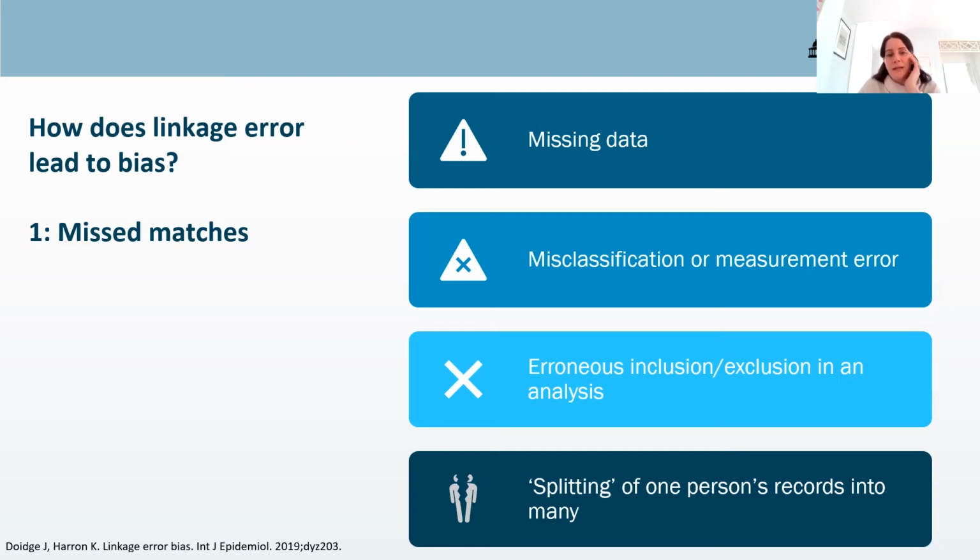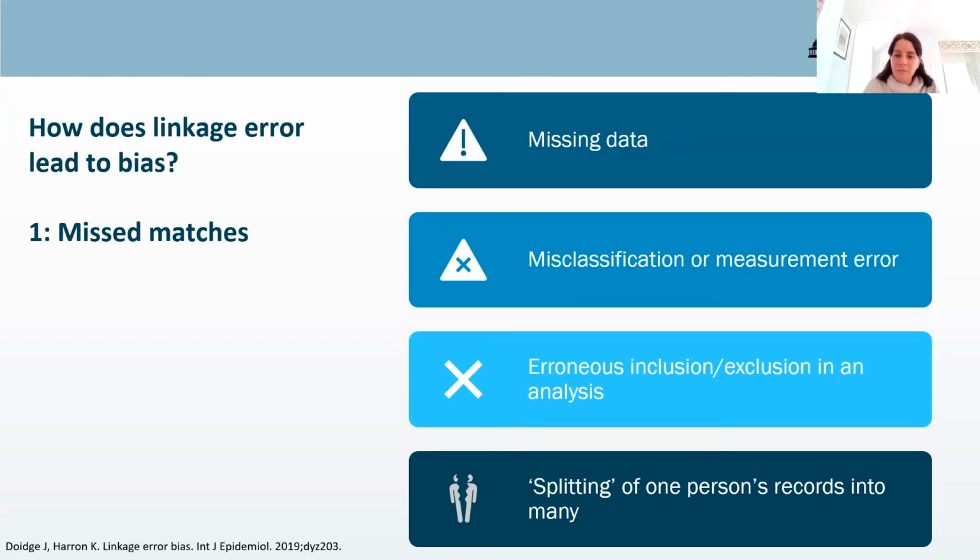And the way that the bias might manifest will depend on the way that it's handled in the analysis. For example, if we only included linked records in an analysis and ignored the ones that we hadn't been able to link, then that would be analogous to complete case analysis and might result in a loss of power at least, and maybe some bias depending on the missingness mechanism.